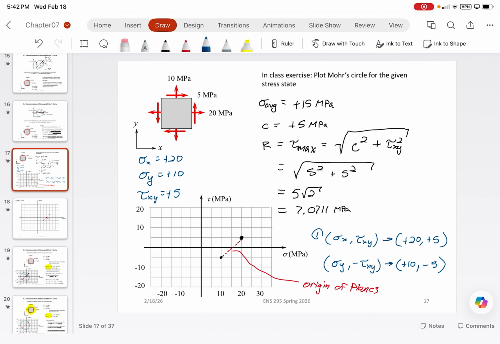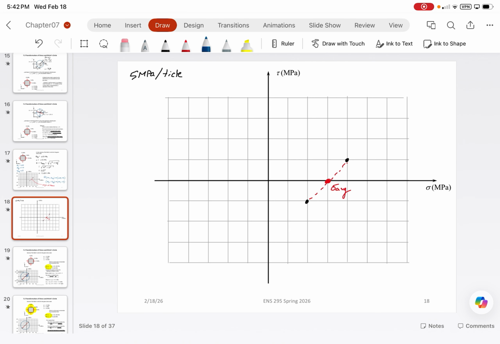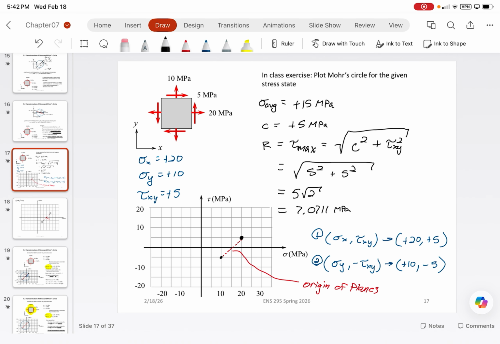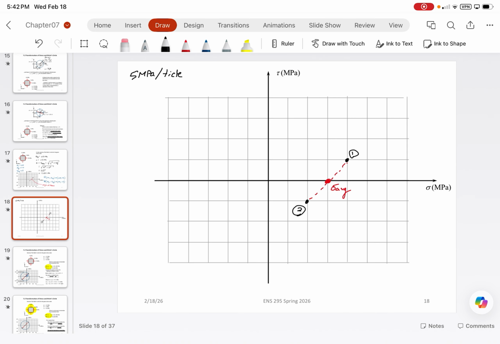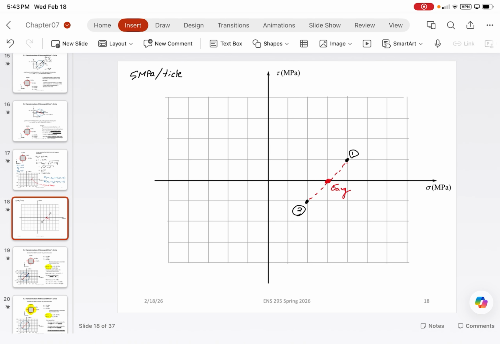I'm going to call this coordinate 1, call this coordinate 2, and just mark it out as 1 here and 2 here. All right? From there, we know the radius is 7.0711, but if you guys had a circle template, you could just draw out what the circle would be that connects the point lines together.